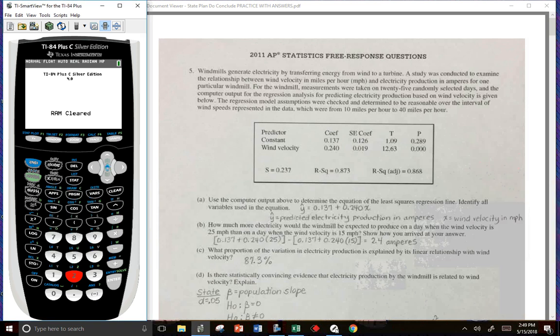Number 5 from the 2011 test. Windmills generate electricity by transferring energy from wind to a turbine. A study was conducted to examine the relationship between wind velocity in miles per hour, mph, and electricity production in amperes for one particular windmill.